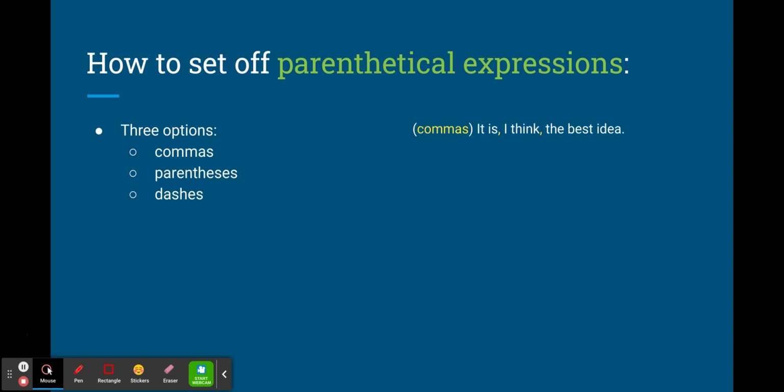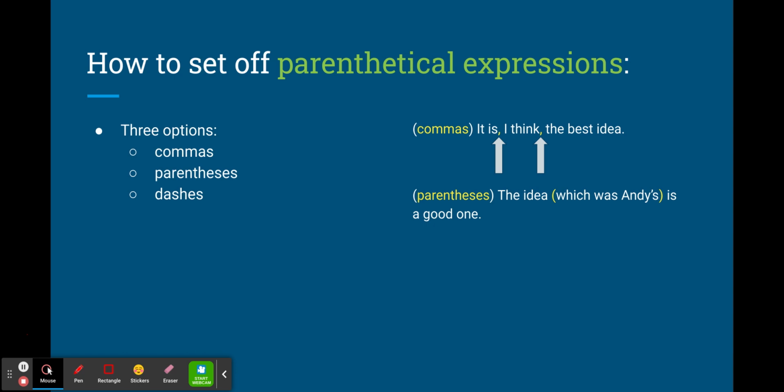So if we use commas, we might say something like this: "It is, I think, the best idea." You can see commas there. So the main meaning of the sentence is that it is the best idea. The extra thing is that I also happen to think that.